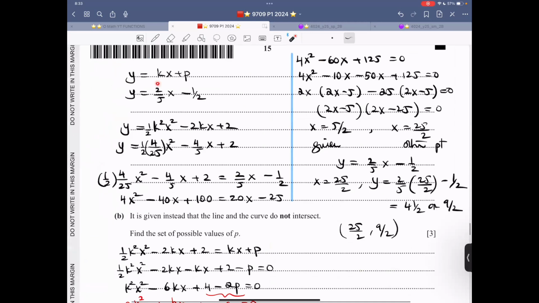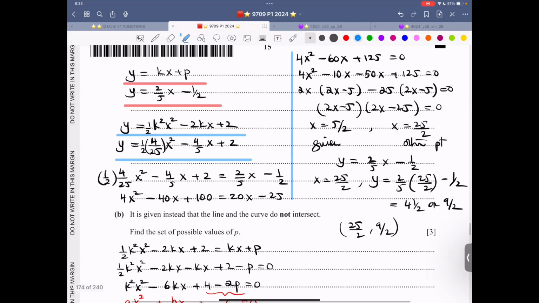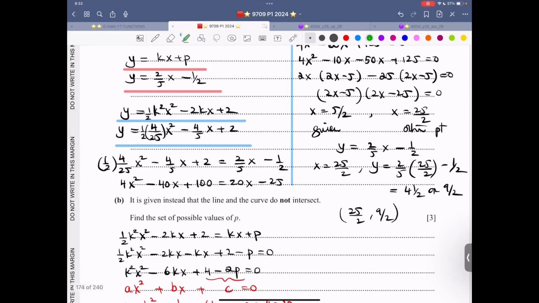So y is equal to kx plus p. Write it, expand it like this, and that is the equation of a line. This one is the equation of the curve. Make a single equation, so basically equate. So take this thing, equate. This is one of the things, this is the other thing.